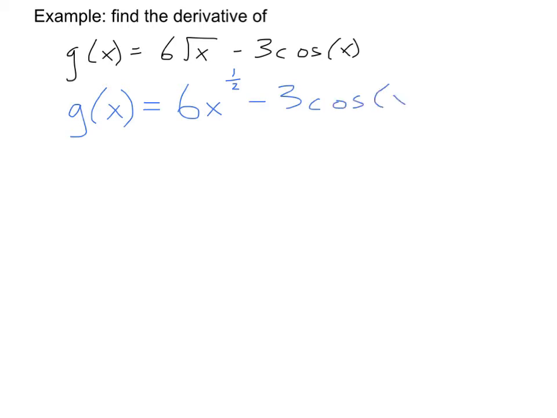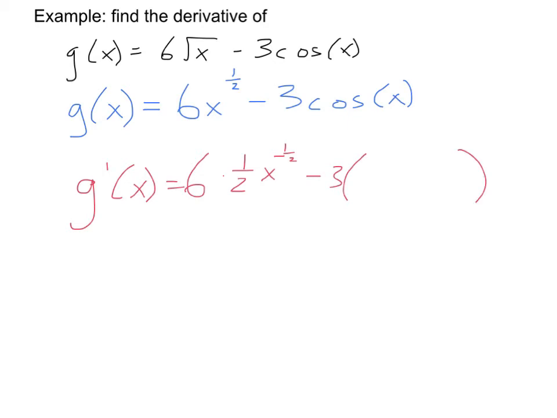And I cannot emphasize enough, please don't. Sometimes people will rewrite this part and then take the derivative of this and then go back and do the derivative of the next part in the next line. Don't do that. If you're not ready to take the derivative yet, leave the entire line the original function, then go back and make it g prime of x. Then go back and do your 6, bring down the 1/2 x to the negative 1/2 minus 3 times.